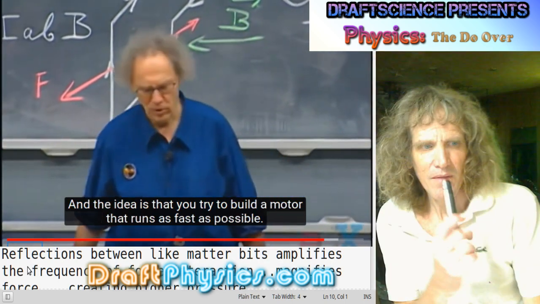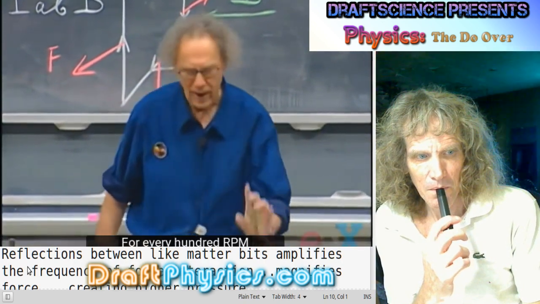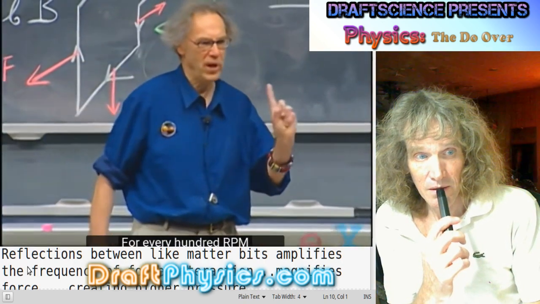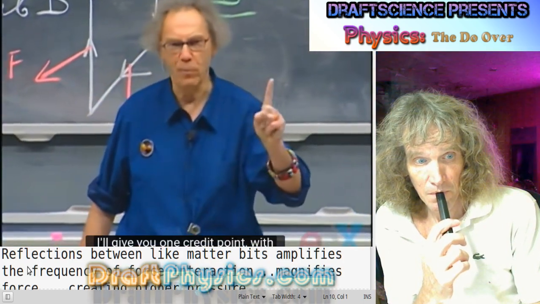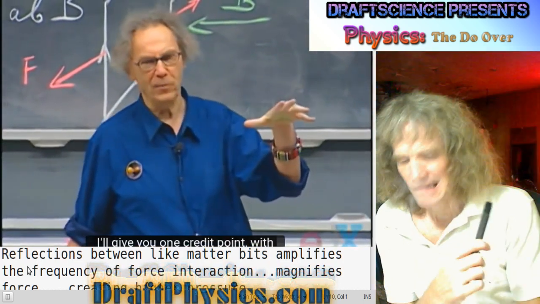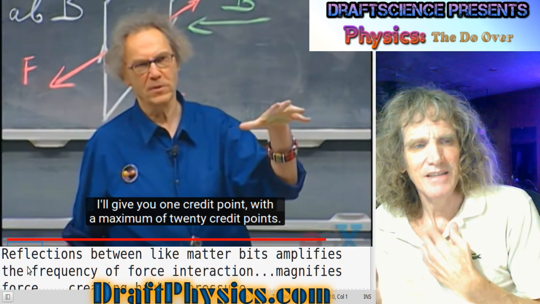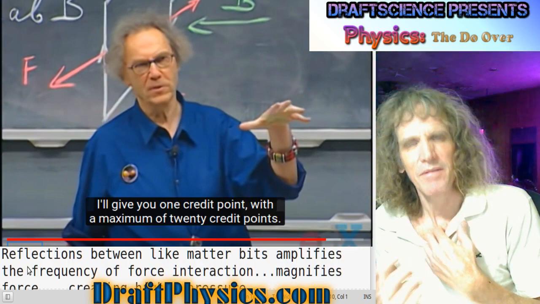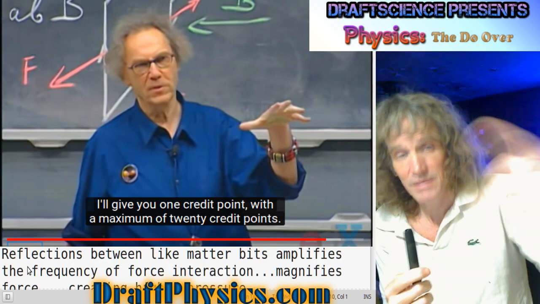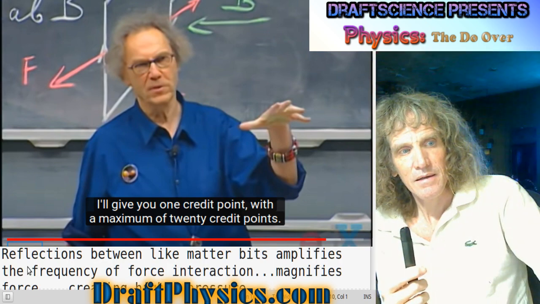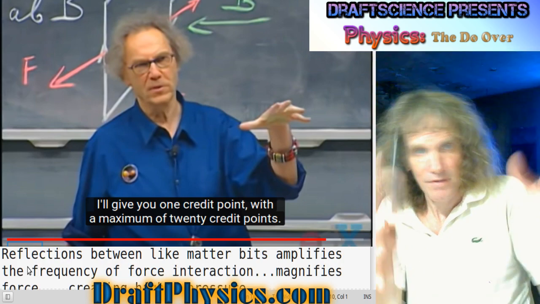Build a motor that runs as fast as possible. For every 100 RPM, an RPM is a rotation per minute, I'll give you 1 credit point with a maximum of 20 credit points. The problem is, without AC current, you can't do it the other way, so never mind. You have to do it the standard way. The coil of wire is where the loop is, and so you're spinning the coil inside of the 2 magnets.